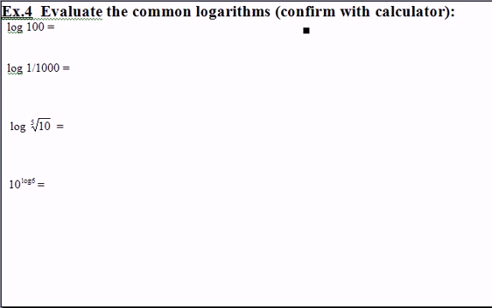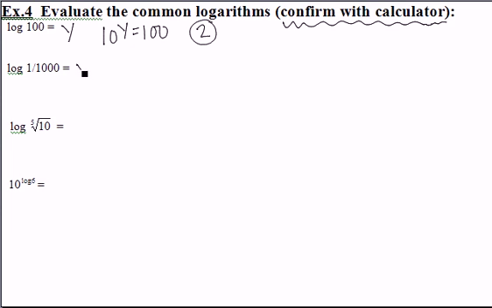Now, we are going to confirm with a calculator, which means we're not going to start with our calculator, but we'll check it in a moment. So, the base here, we just talked about, the common base is 10. So, let's utilize our definition. I don't know what this equals, but I do know 10 to that power is going to give me 100. What's my answer? 2. Easily done.